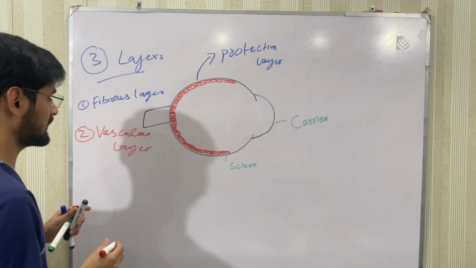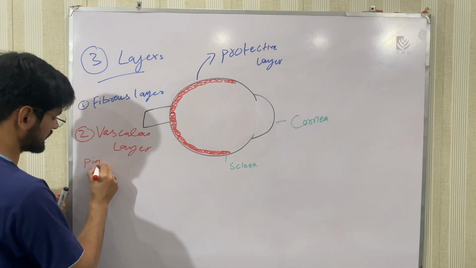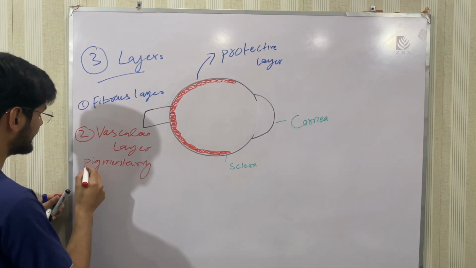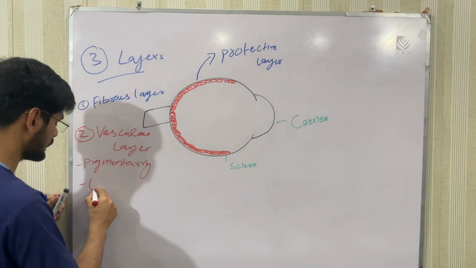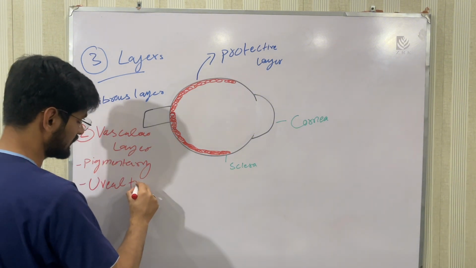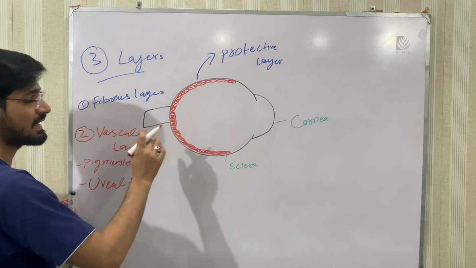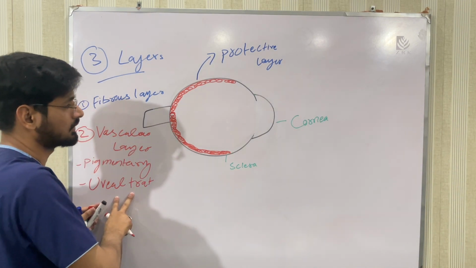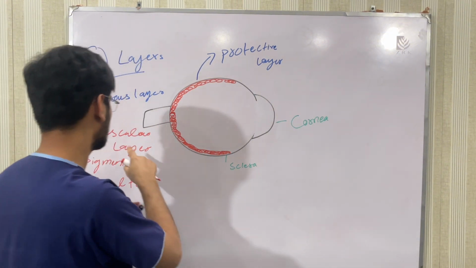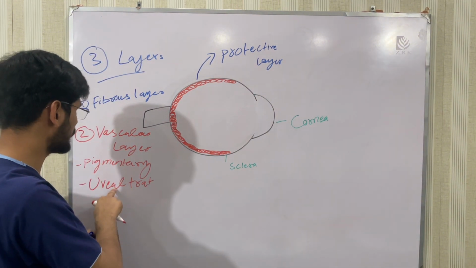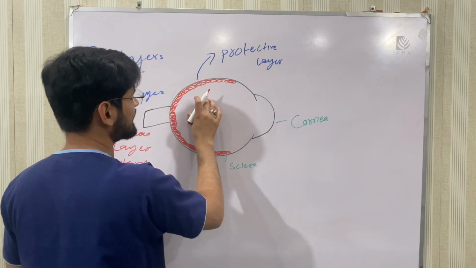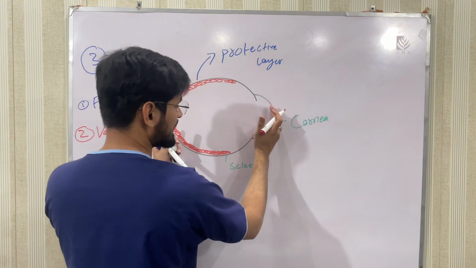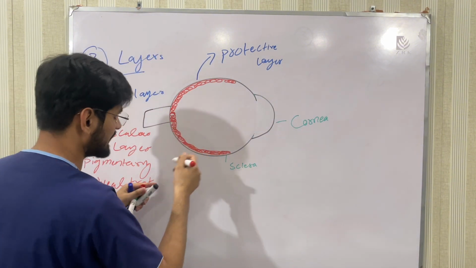The other name of the vascular layer is pigmentary layer, and the third name of this layer is uveal tract. This layer has three names: vascular layer, pigmentary layer, or uveal tract. As we know, the fibrous layer has two components, so this layer has three main components.